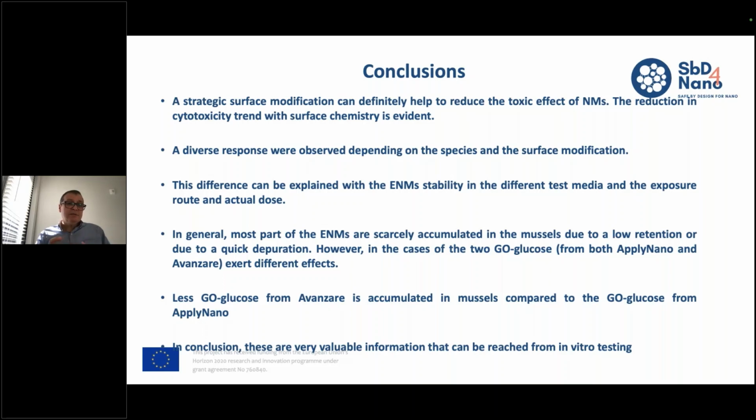In general, we see that surface chemistry is a critical parameter to define the behavior of these nanomaterials in biological systems. This in vitro testing is really, really important. And I would say that in some cases there is a good correlation between the in vitro and in vivo results.